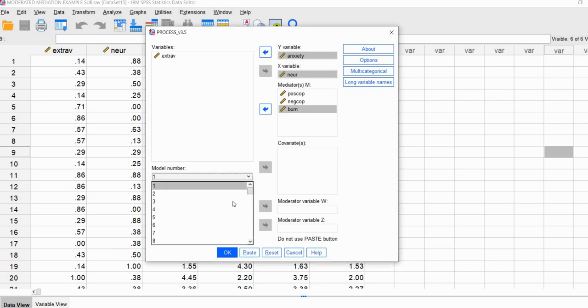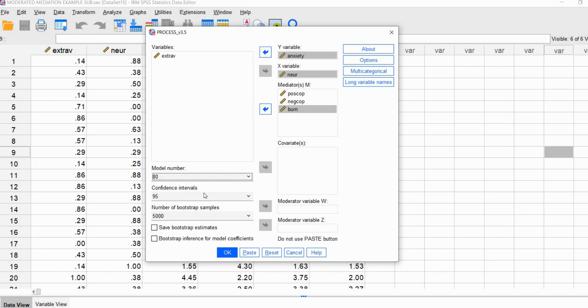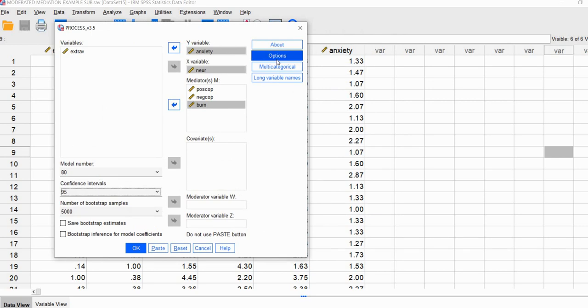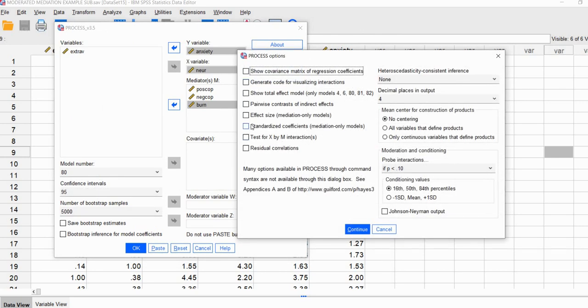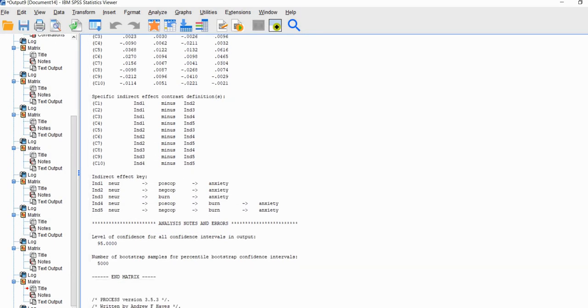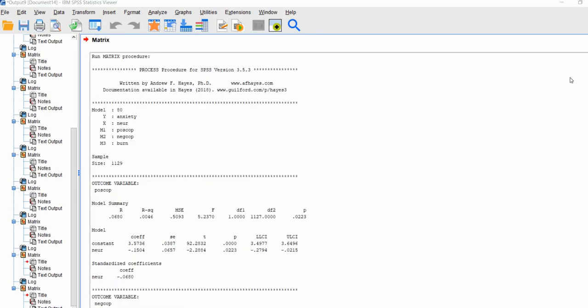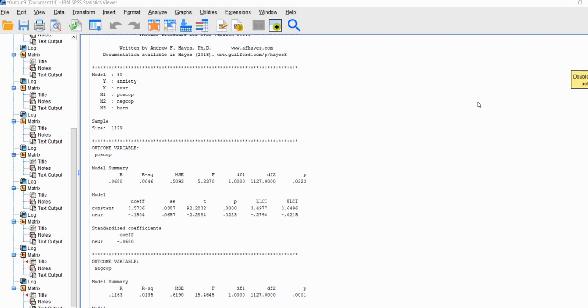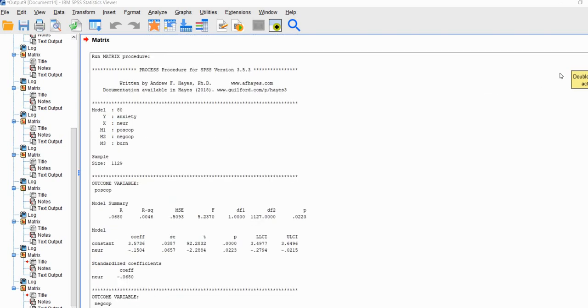So next we'll go to model number and scroll down to model number 80. We're going to leave our confidence interval set at 95% right here, and the number of bootstrap samples is going to remain set at 5,000. The next thing I'll do is go under options right here, and just a couple of things that I've included in the PowerPoint, the main part of the presentation. I just requested effect size and standardized coefficients, and we'll click on continue and then on OK, and then it begins performing the analysis. Just keep in mind that it does take a few seconds for the computations to carry out, so don't expect it to print out right away.